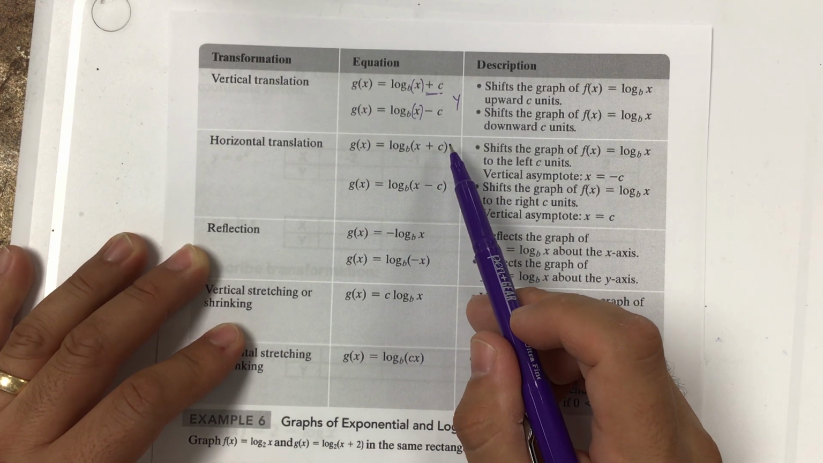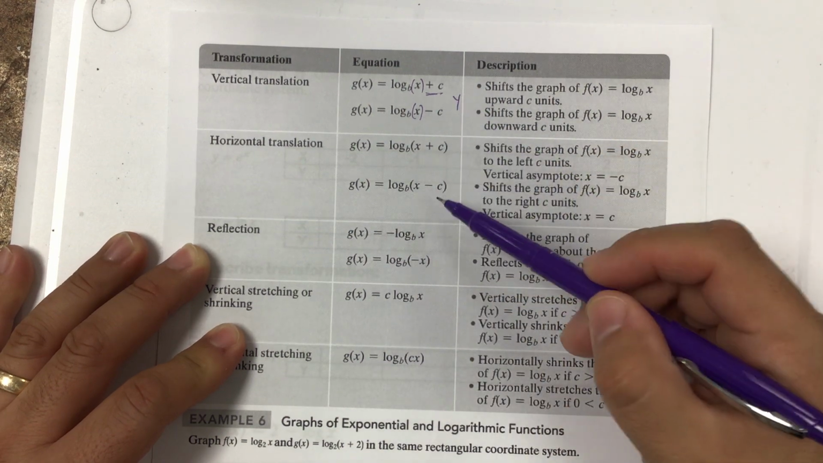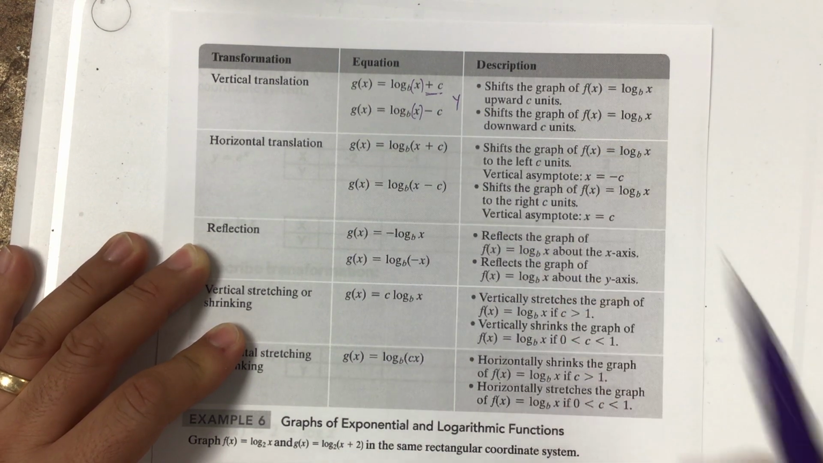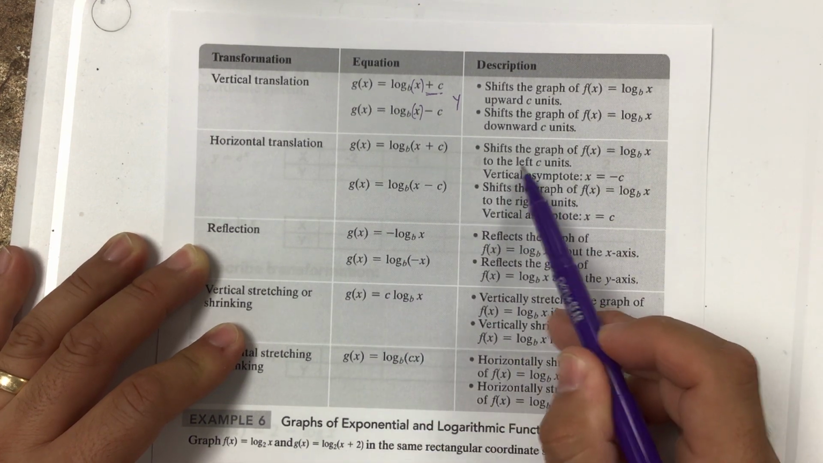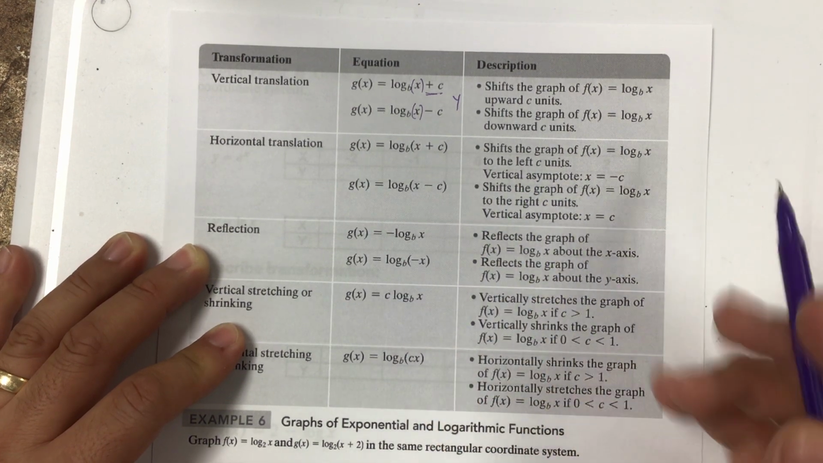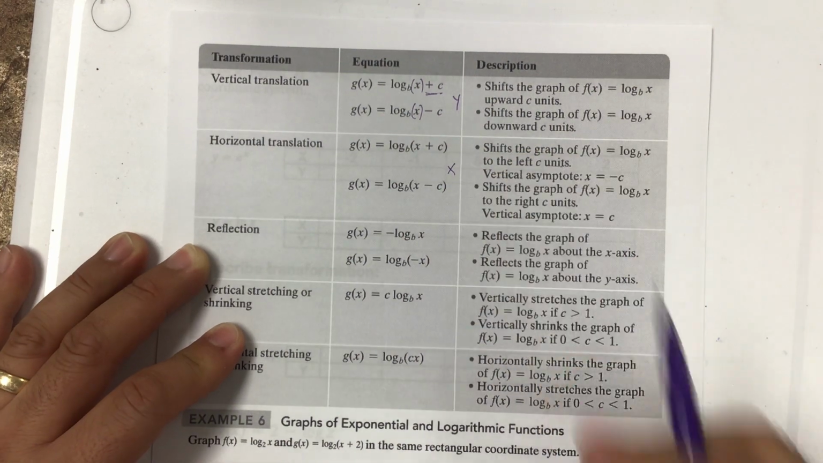Y'all remember? If this one goes up and down, what does this one go? Left and right, right? And it's the opposite of what you see, right? So this one is going to go left C units, and this one goes right C units. So just remember this one affects your x.